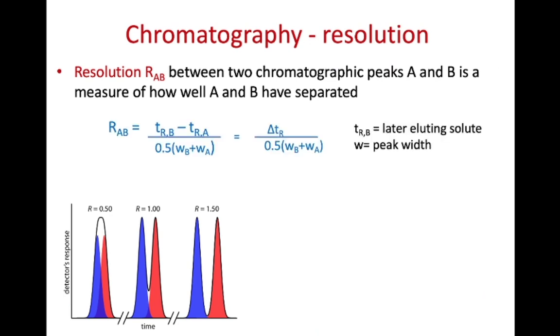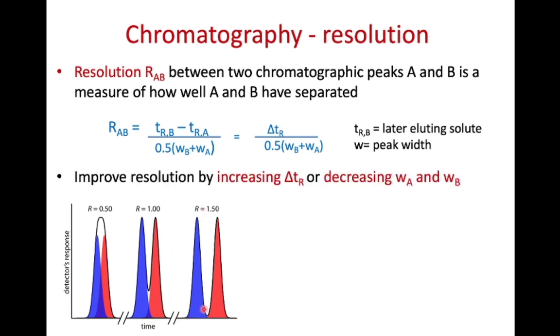We can measure this using this equation: RAB equals TRB minus TRA divided by 0.5 times WB plus WA. If we solve that equation, it gives us delta TR divided by 0.5 times WB plus WA. TRB in this equation is the later eluting solute, whilst W is the peak width. So to improve resolution, we can increase delta TR or decrease WA and WB.